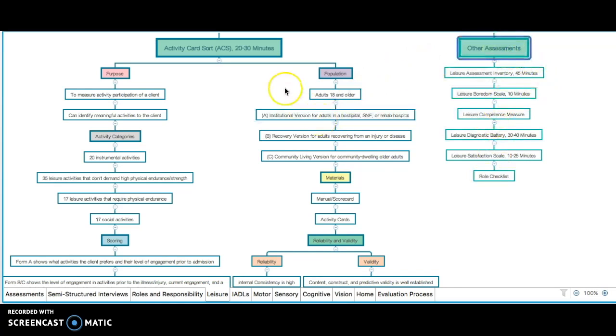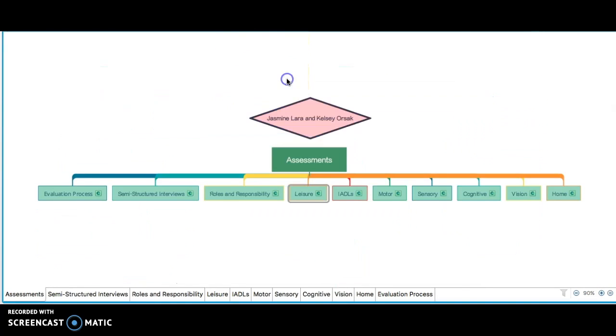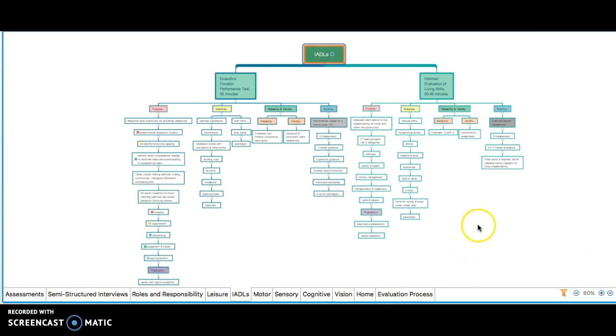Now we will discuss the IADL's concept map. In this category, we focus on the Executive Function Performance Test, or EFPT, and the Kohlman Evaluation of Living Skills, or the KELS.